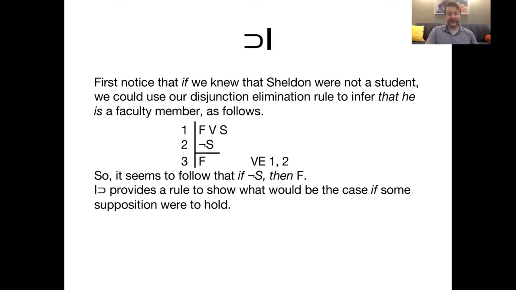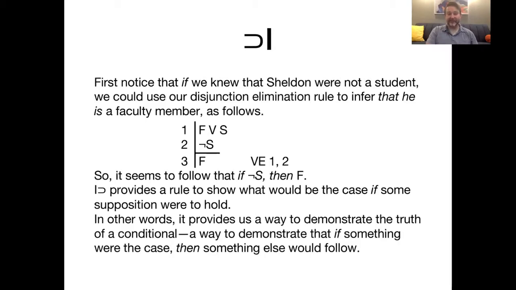So conditional introduction provides a rule to show what would be the case if some supposition were to hold. Right? Again, it allows us to show that if something were the case, then some other thing would happen. So it provides us a way then to demonstrate the truth of a conditional, a way to demonstrate that if something were the case, then something else would follow.